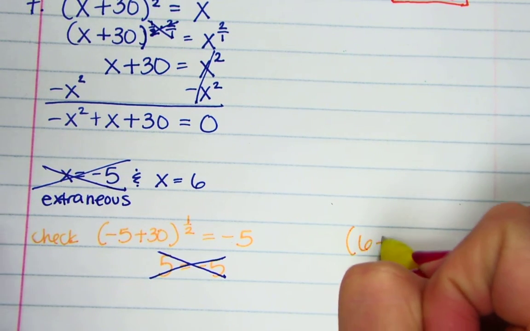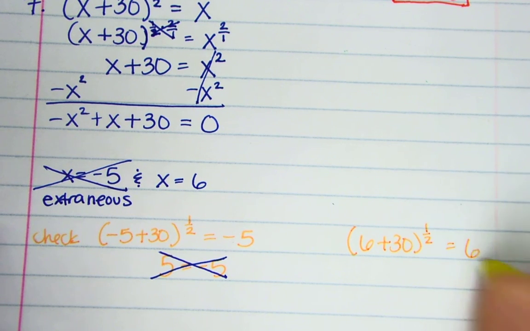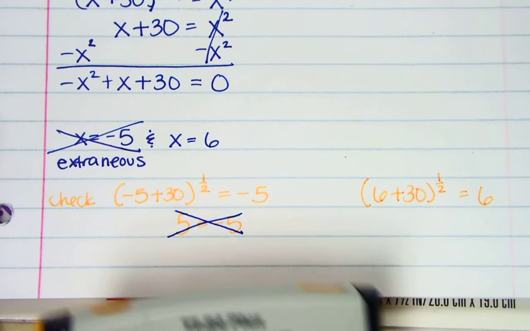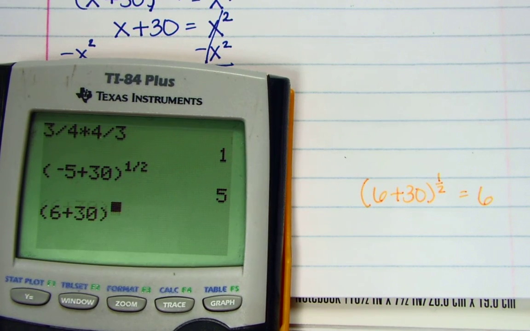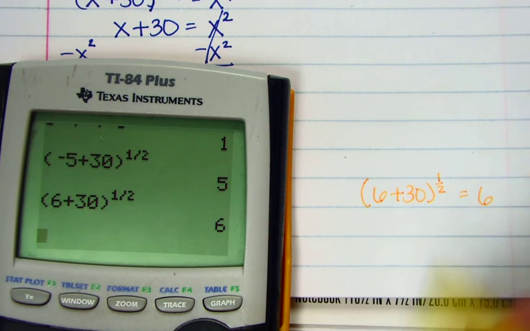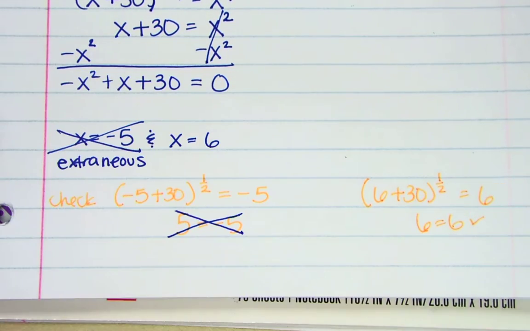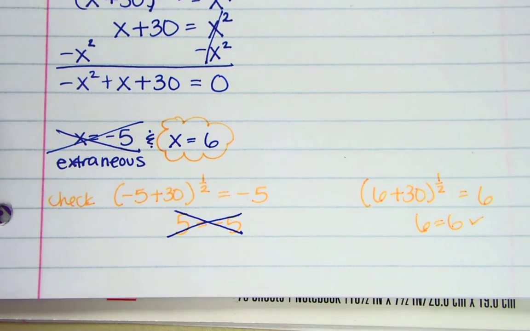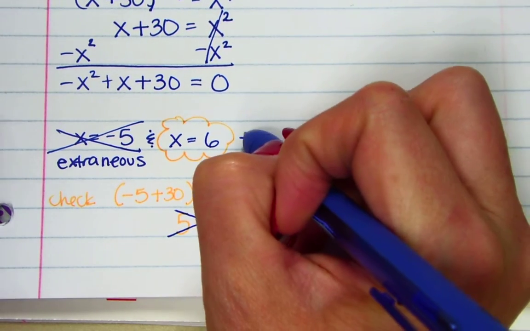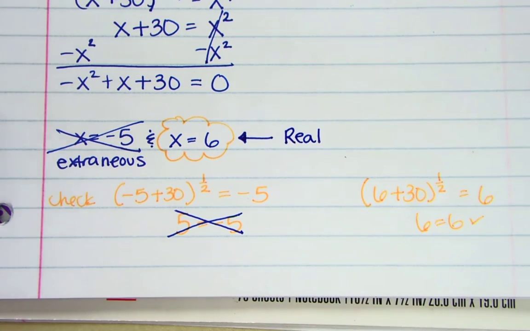Okay. 6 plus 30 to the 1/2 should equal 6. Okay, so 6 plus 30 to the 1/2 equals 6. And I get 6 equals 6. That is true. 6 does equal 6. So my solution on here is x equals 6. That's my real solution. Okay, so we've got 1 real, 1 extraneous.